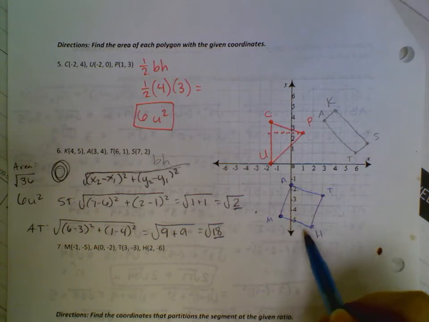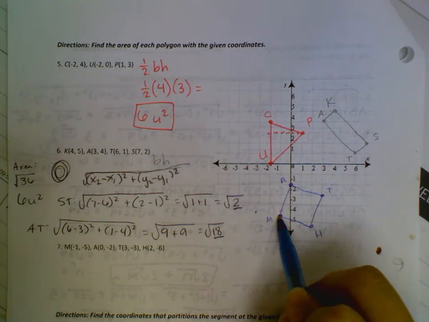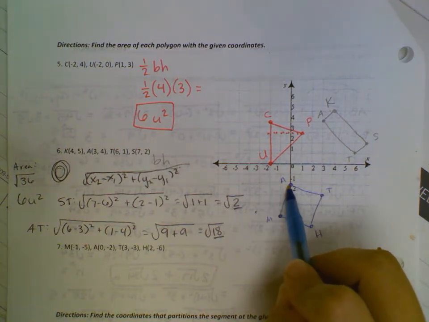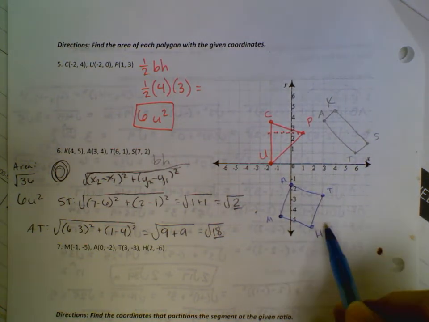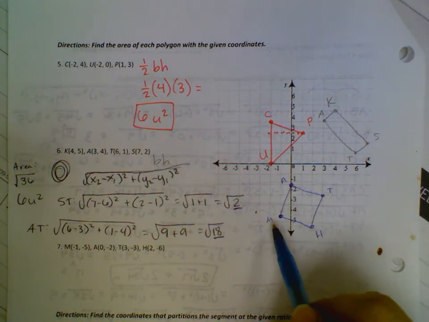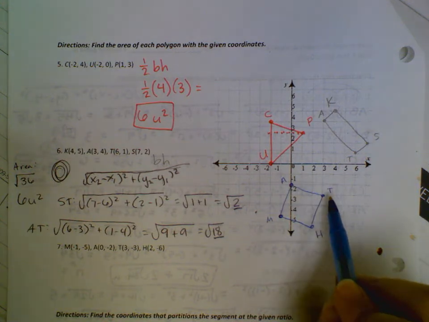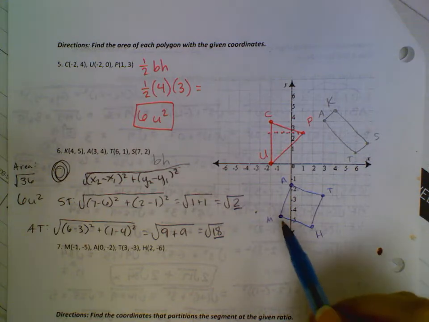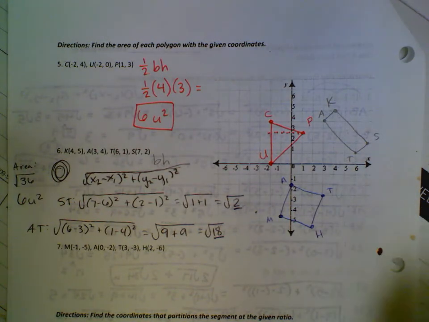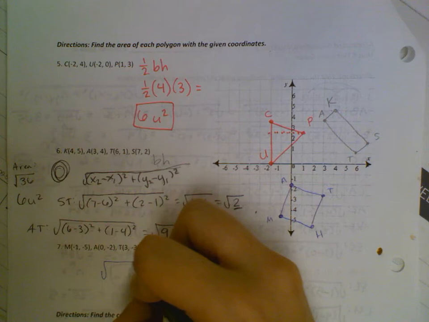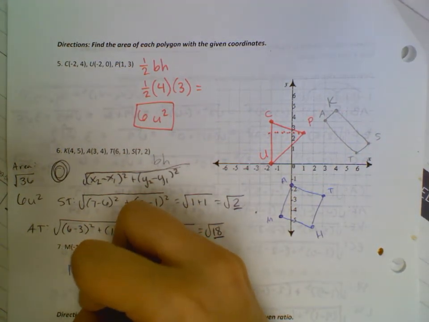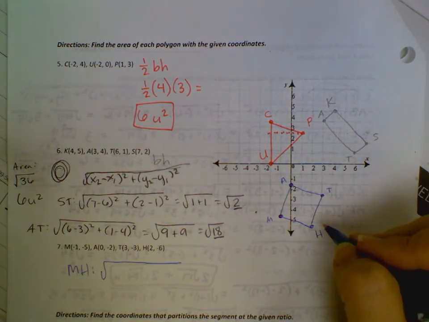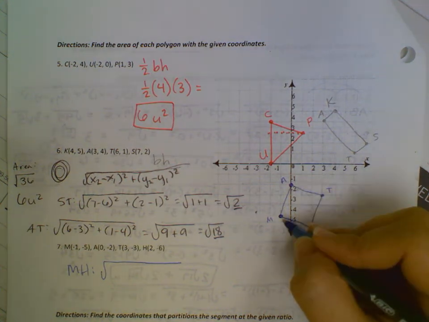If I look at this, I can see that to get from M to H, I go up 1 and over 3. I go up 3 and over 1, over 3 and down 1, down 3 and over 1. Because it's always 3 and 1, 3 and 1, I can tell that this is a square. So I really only need to use the distance formula one time. So I'll do the distance of MH. If you didn't see that it was a square, that's okay. You could just do the distance for MH and the distance for AM, and that would be fine.